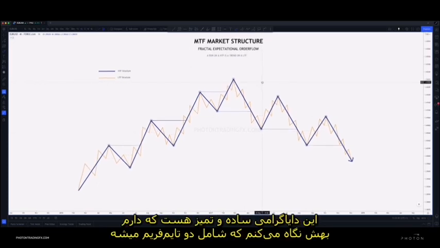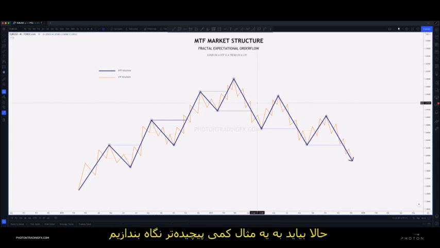This is quite a reasonably simple and clean diagram, looking at just two time frames together. But let's take a look at a slightly more complex example.